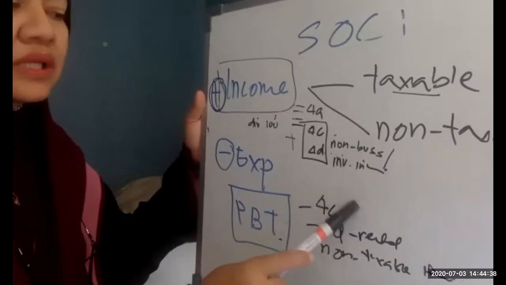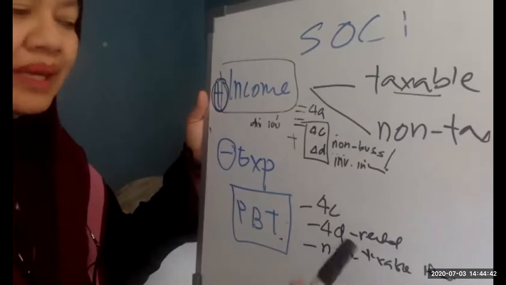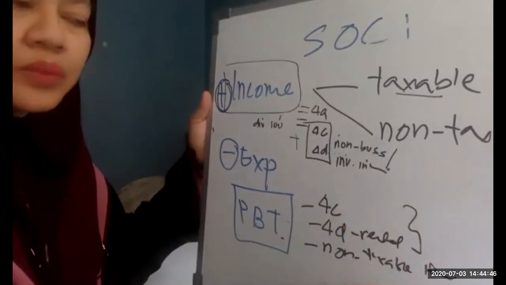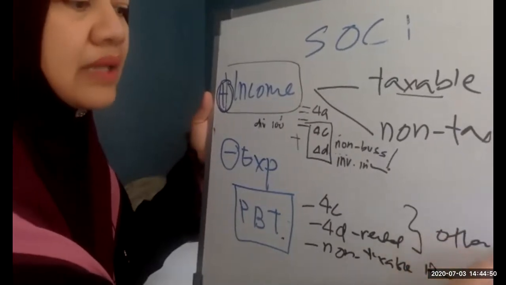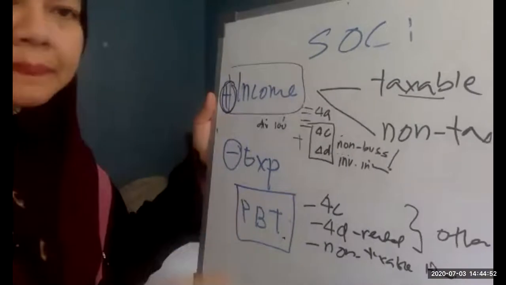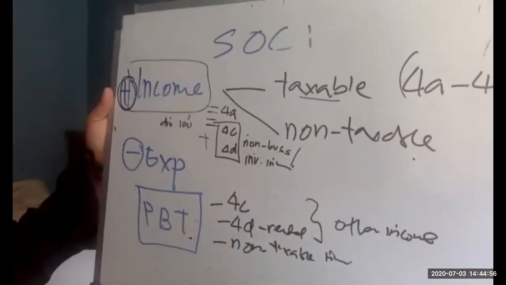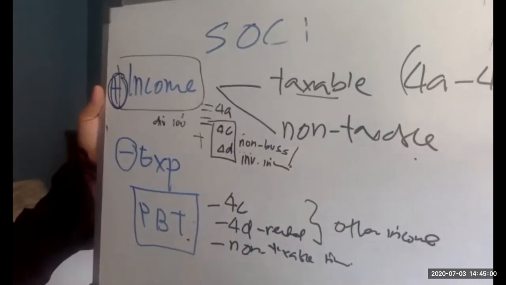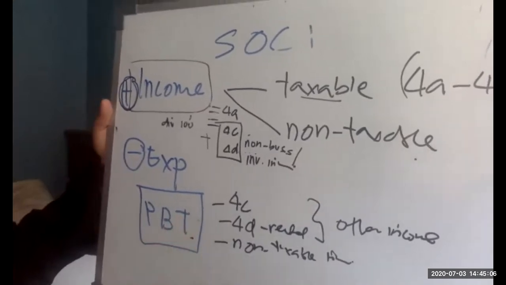Take out your 4C, take out your 4D, and take out your non-taxable income. And remember that for this 4C and 4D, later in your tax computation, you have your other income. You add them under other income. Don't forget your 4C and 4D here. So your 4C could be from your dividend and interest, and your 4D is rental income. Very rare that you have royalty income for companies. So far not yet tested.